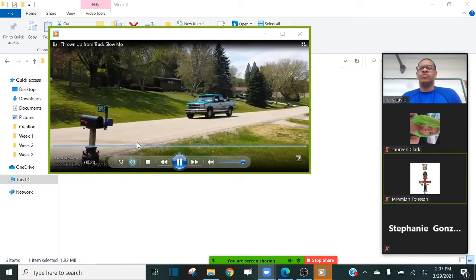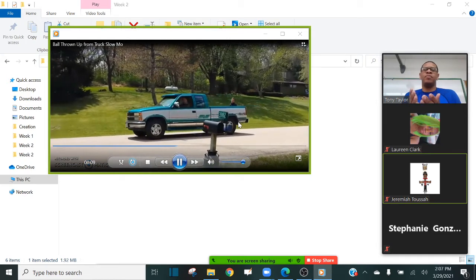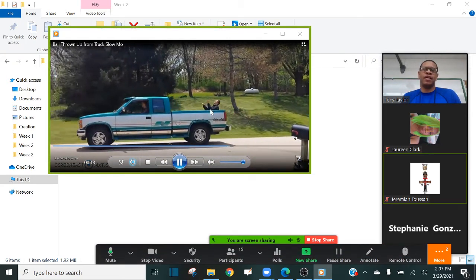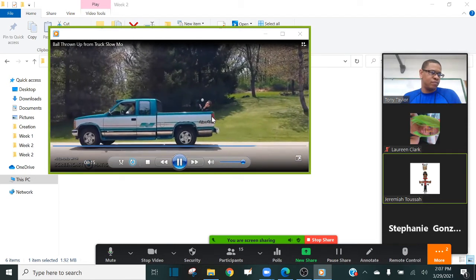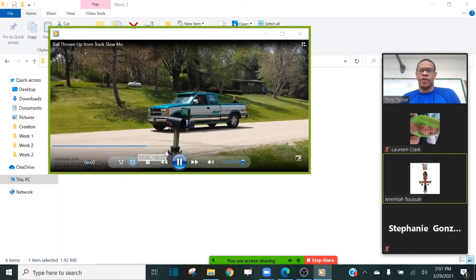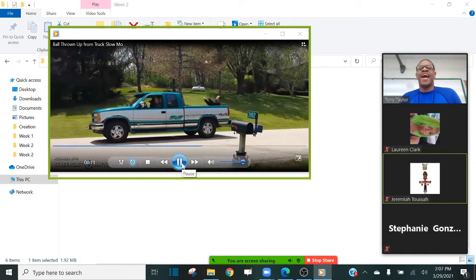So, Jeremiah, can you see that as he threw the ball straight up and had his hands held out, the ball landed in his hands? Yes, Angelina, it is definitely a curved path. So, okay, let me ask you a question, Jeremiah.